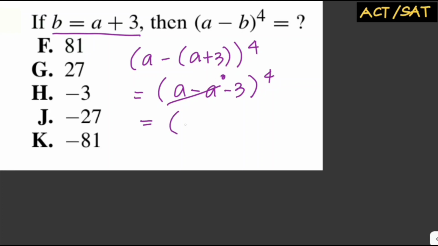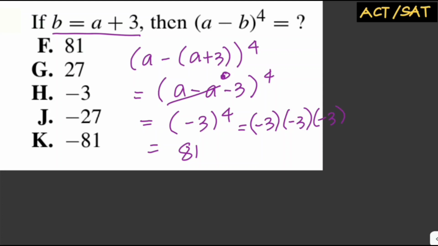This is just a minus a plus 3 to the fourth, and a minus a is just equal to 0. So we're left with negative 3 to the fourth, which is just equal to 81. Because this is just negative 3 times negative 3 times negative 3 times negative 3. Negative 3 times negative 3 is positive 9, times negative 3 is negative 27, times negative 3 is positive 81. So the answer here is letter F.